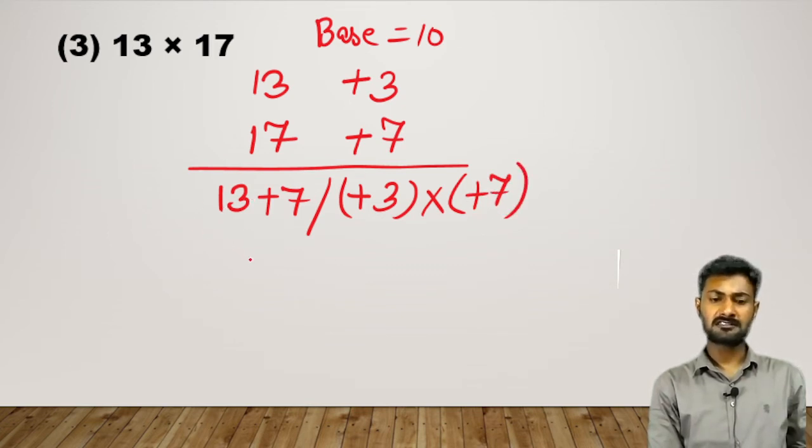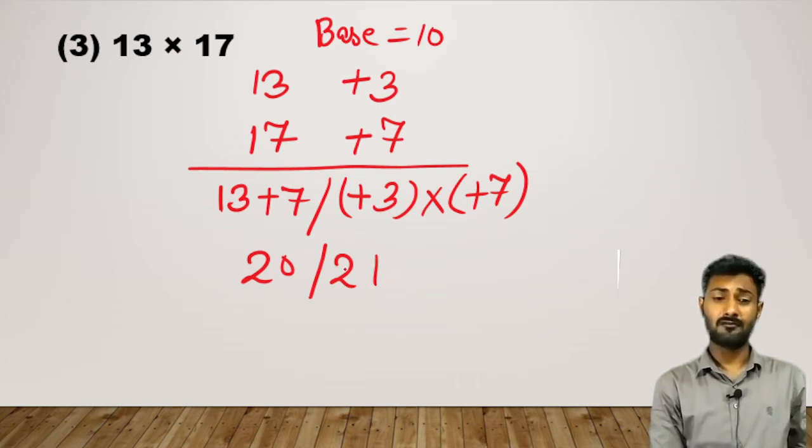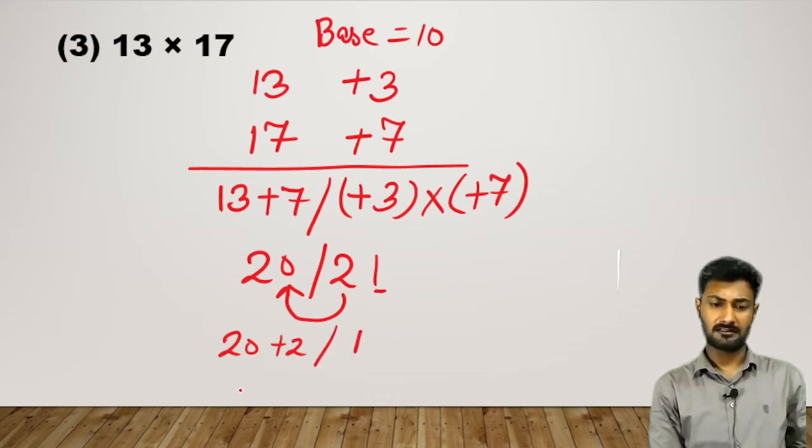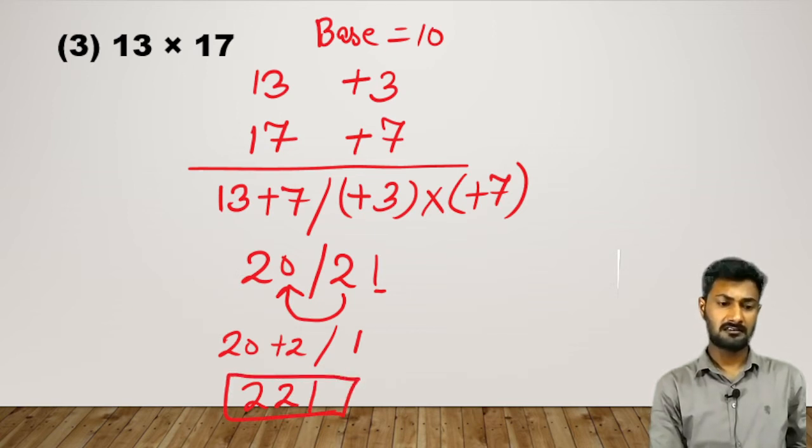Now 13 plus 7 is 20, and 7 3s are 21. Here is also a 2 digit number, but we want only a single digit here. Now the second digit will be added here. We write 20 plus 2 and 1. This becomes 22 and 1. This is your answer. Okay.